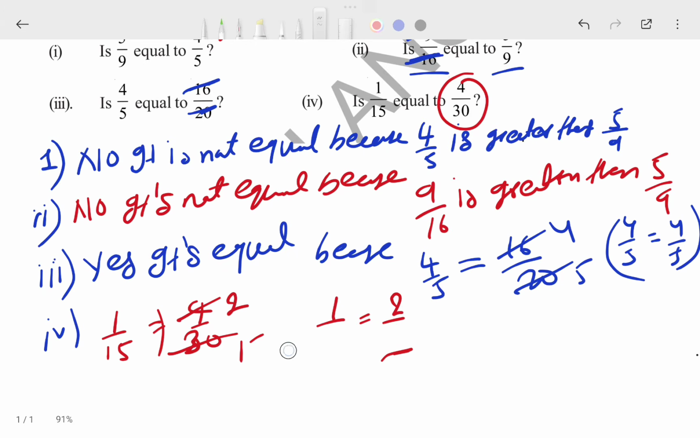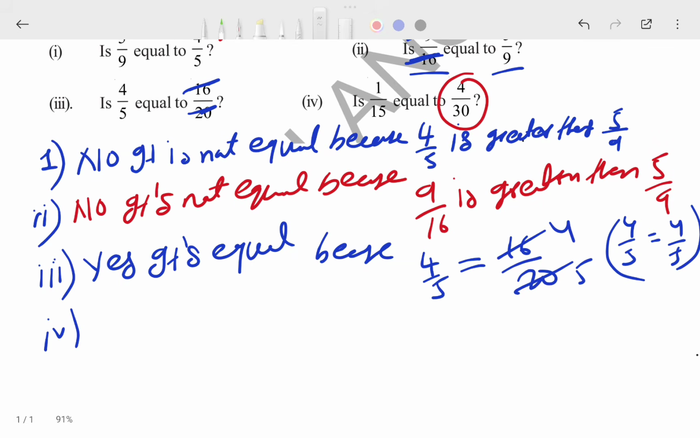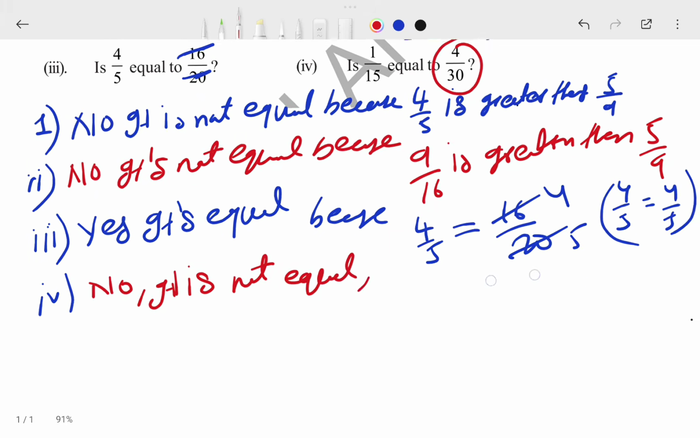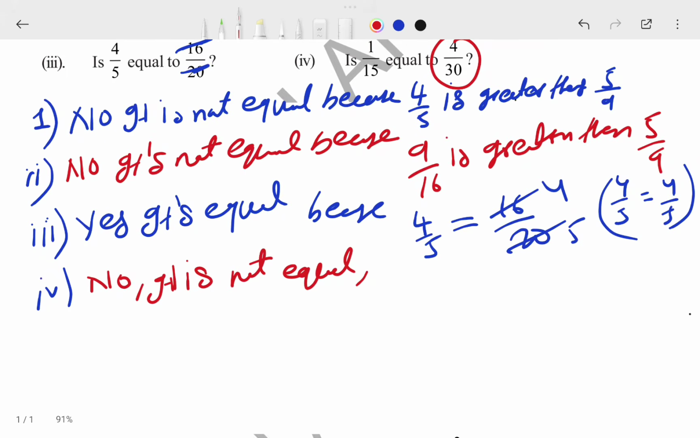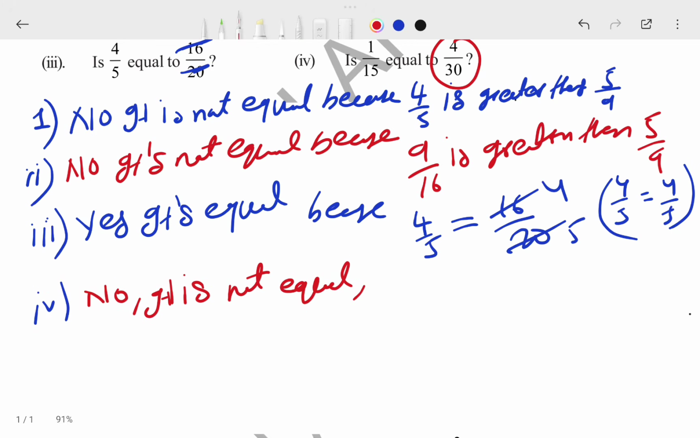So what will be the answer? We will write here. The answer we can write is: no, it is not equal. So we will write no, it is not equal. It is okay now. Actually my handwriting is not better here. If I teach on the board, then it can be better, but here it is not so good. So you can look at this one.